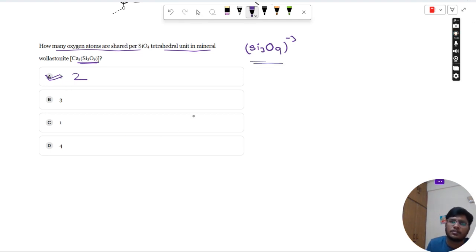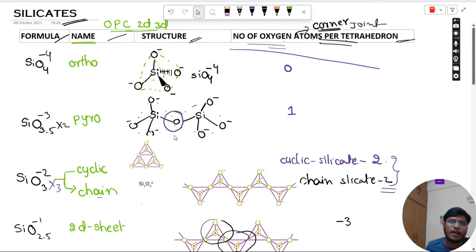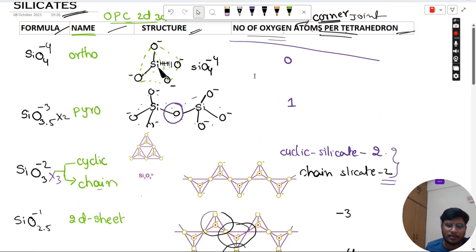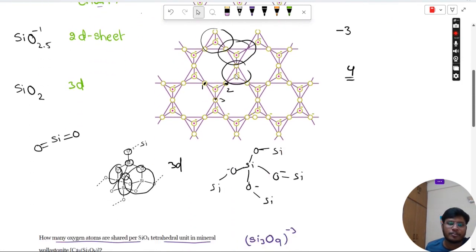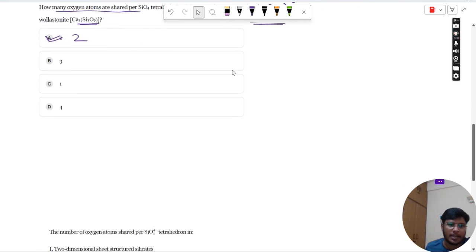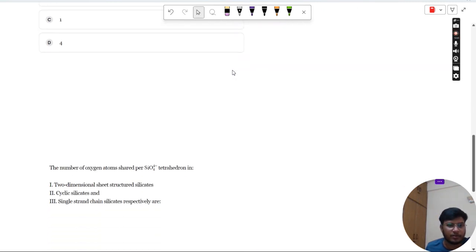Even without knowing the structure, if you know this in tabular form, I'll provide a proper table with the formula name and the number of oxygen atoms shared per unit, in tabular form, which is available in Google Sheets. I'll provide this in the description of this video.